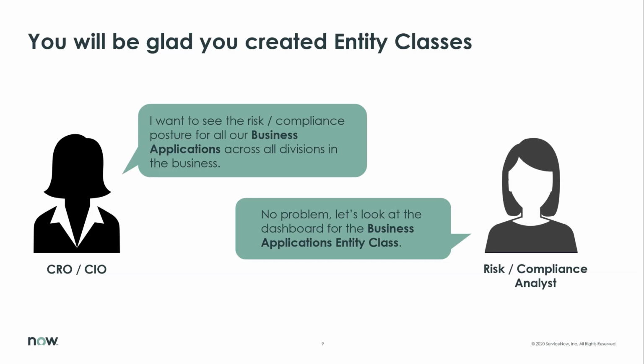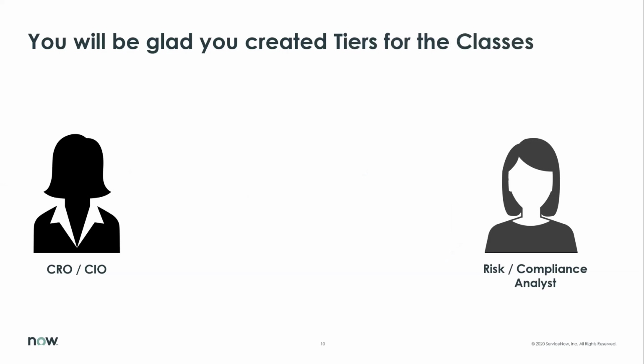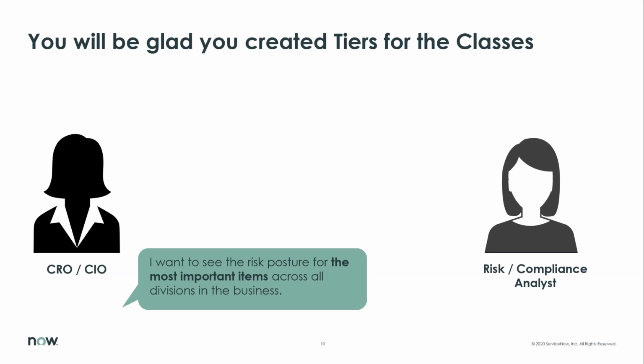I love it. So let's move forward and talk about the tiers. So next, let's say that my CRO or my CIO is interested in the most critical items in the business to focus on what is really hot at the moment. So not so much interested in a complete and exhaustive view, but just the most important stuff. So how do I address this?